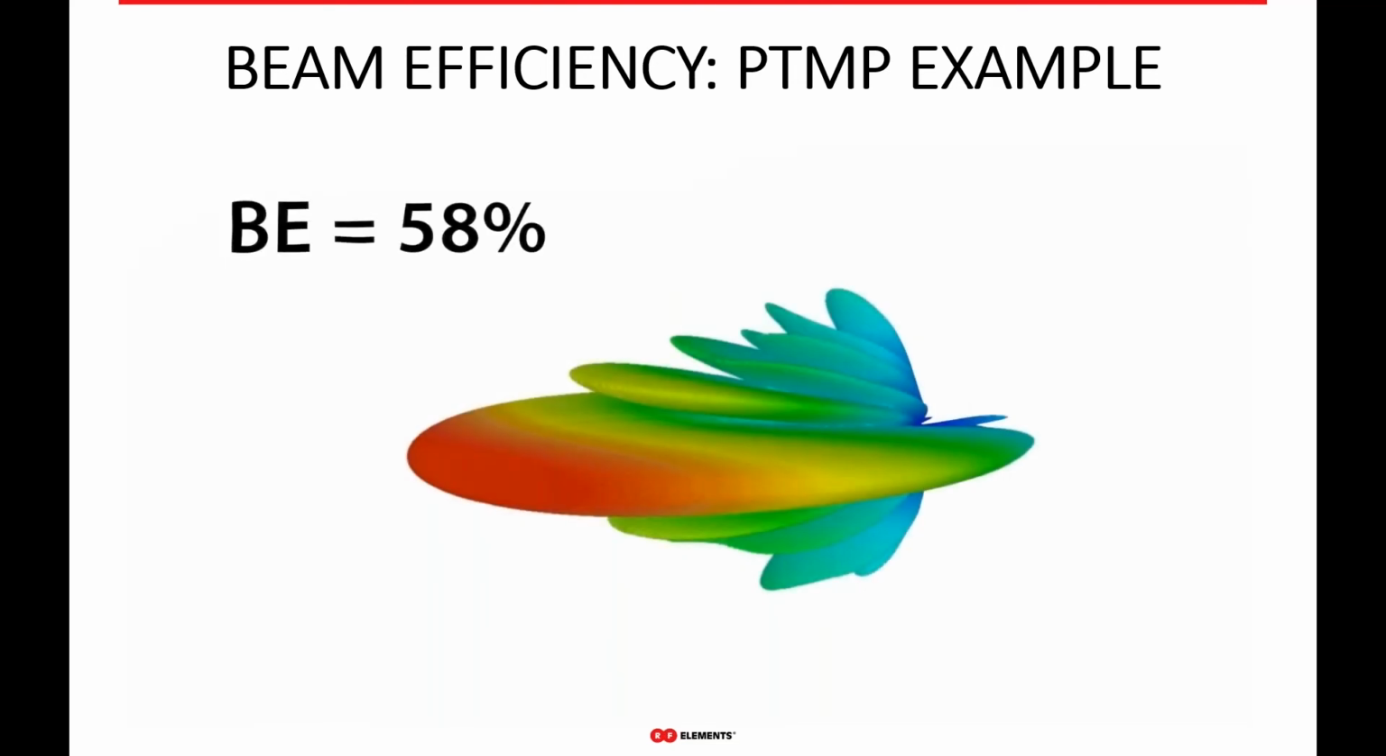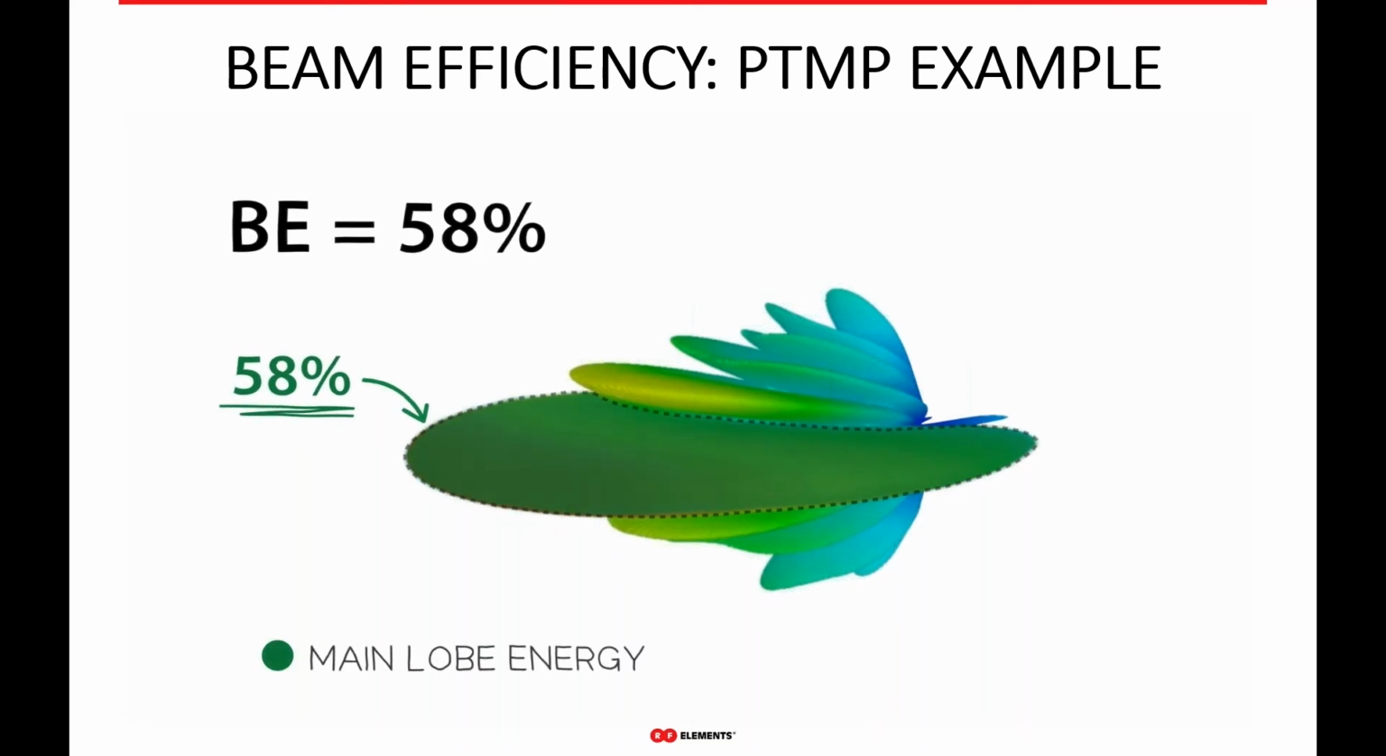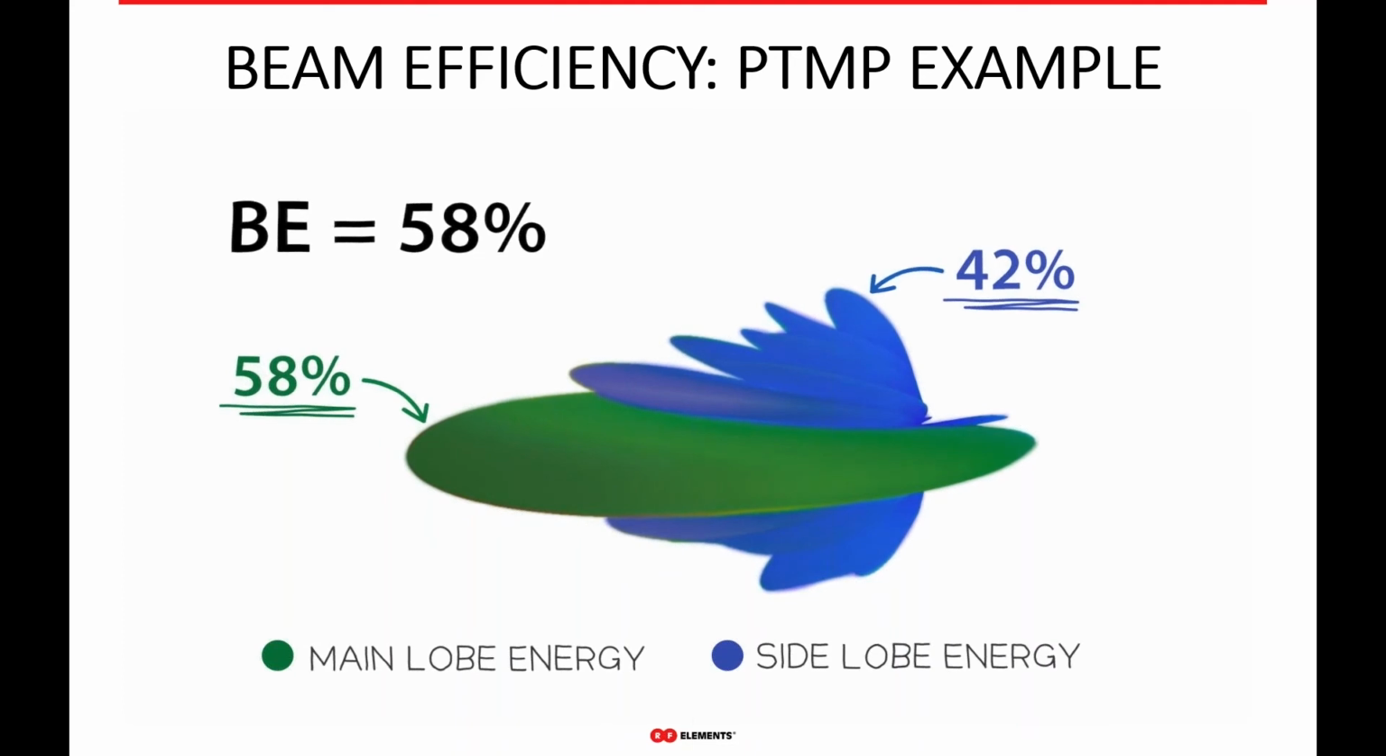Similarly with sector antennas, if the beam efficiency is, let's say, 58%, the rest of the energy, the 42%, is going out through all of the side lobes.